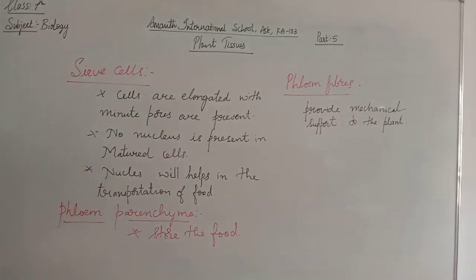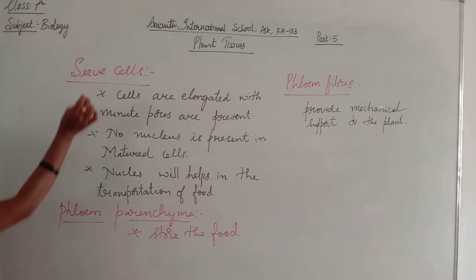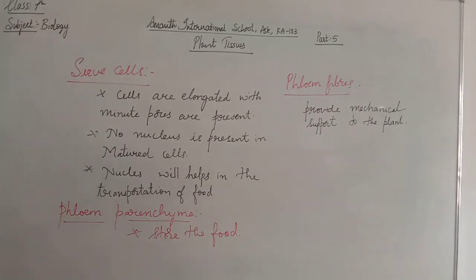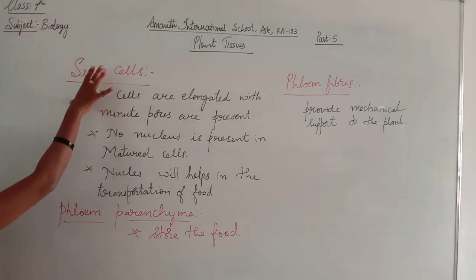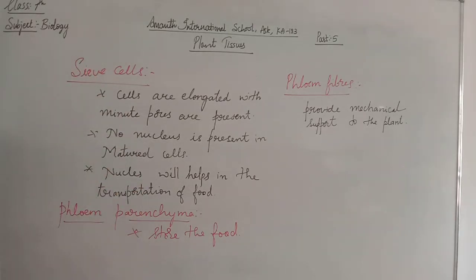The next one is how the cells are here. Certain cells are specialized parenchyma cells closely associated with the sieve tube cells. When they are closely related with the sieve tube cells, they are also called the companion cells. So this is about the phloem tissue.